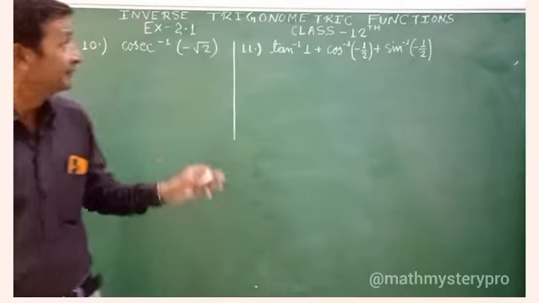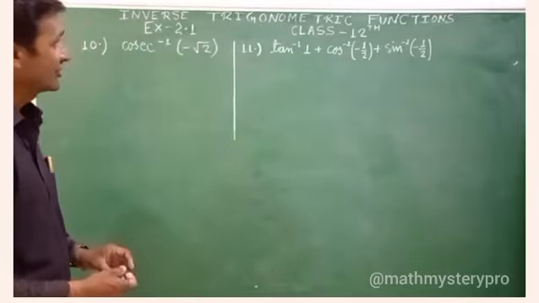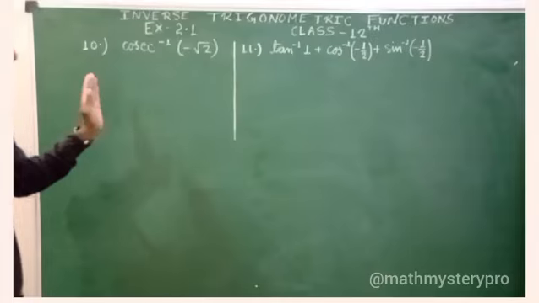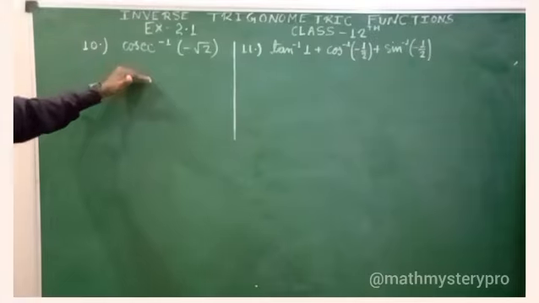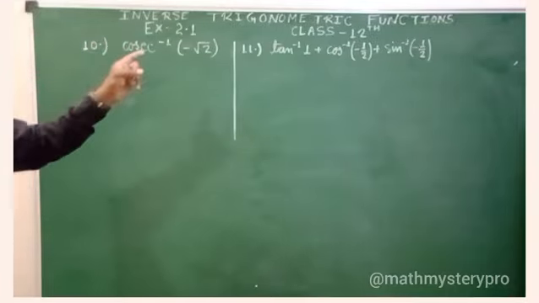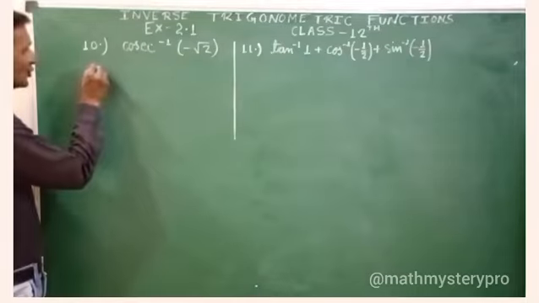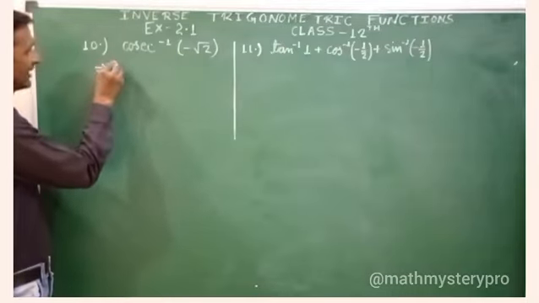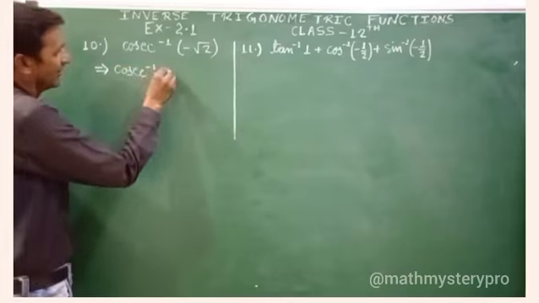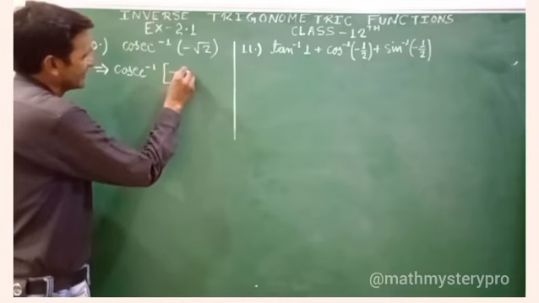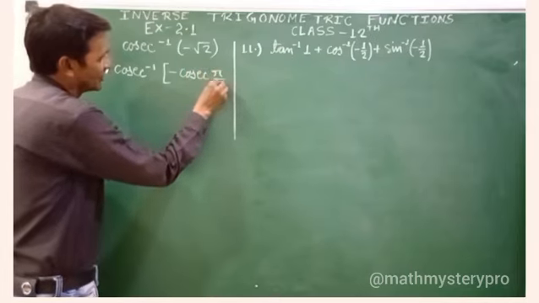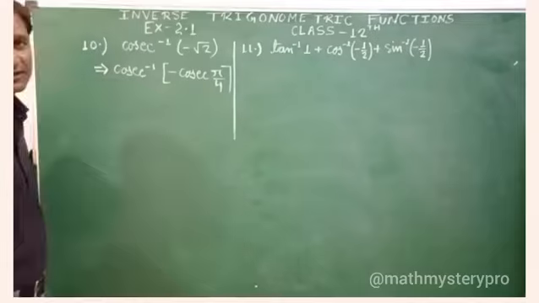Hello everyone, good morning. Today again we are discussing inverse trigonometric functions, exercise 2.1. Previously we had discussed 9 questions of exercise 2.1, that is the second chapter of class 12, and here we are discussing the 10th question, cosec inverse minus root 2. Cosec inverse minus root 2, we can write it in this manner, cosec inverse minus cosec pi by 4, because cosec 45 degree value is root 2.